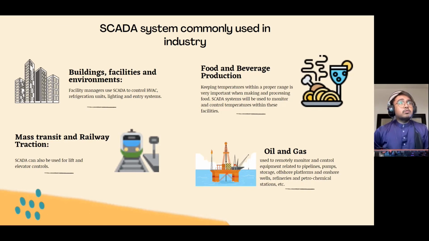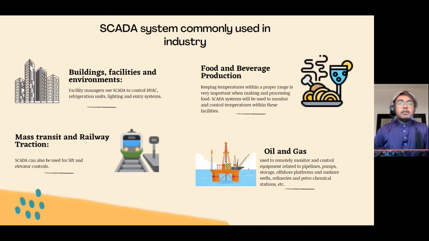Right now, I would like to talk about my part, which is the SCADA system commonly used in industry. First, the SCADA system is used in buildings or facilities and environments. Facility managers use the SCADA system to control HVAC, refrigeration units, lighting and entry systems. While mass transit and railway stations also use SCADA for lift and elevator control.